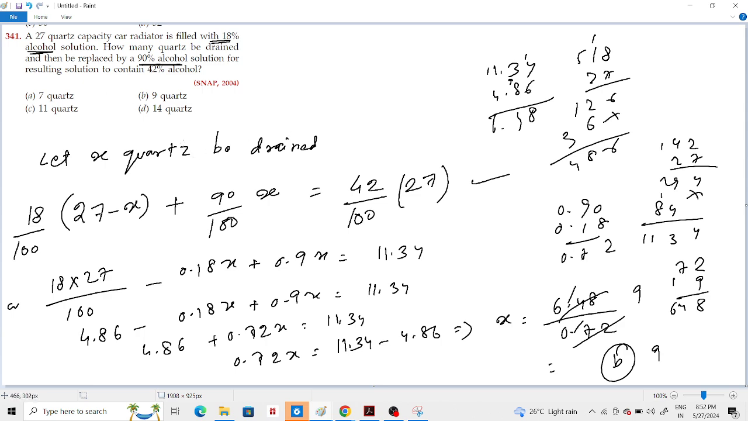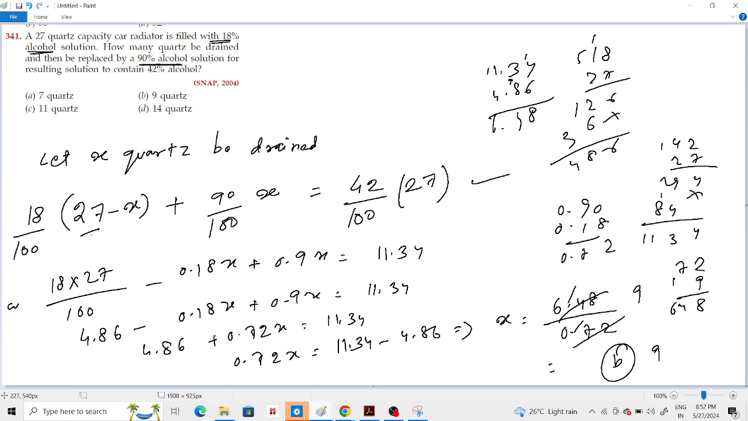Okay, X amount was removed and then X amount was added. But what was removed contained 18% alcohol and what is added contains 90% alcohol. So 27 minus X, it contains 18% alcohol. What is 27 minus X? The remaining solution. It contains 18% alcohol and then X amount has been added which contains 90% alcohol. So what extra alcohol has been added? 90% of X, and that equals 42% alcohol.